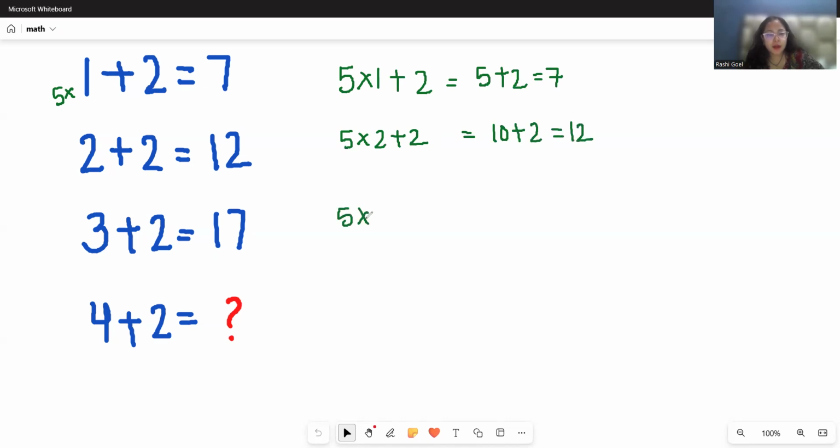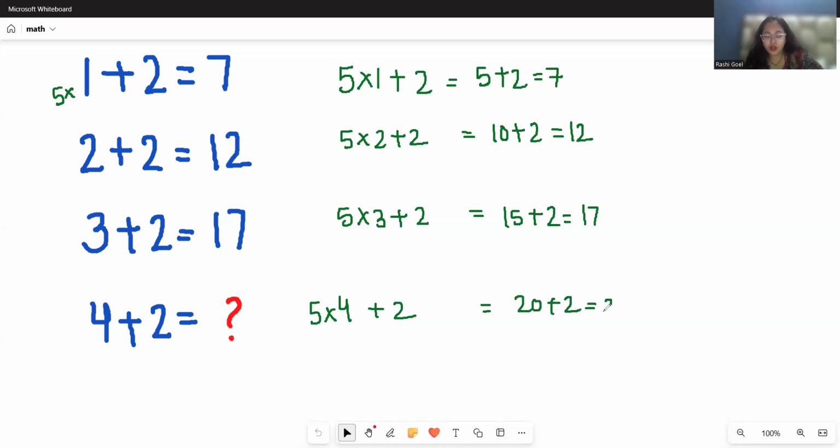Now 5 multiply 3 plus 2: 5 multiply 3 is 15, plus 2, 17. Now 5 multiply 4 plus 2: 5 multiply 4 is 20, plus 2 is 22. So what replaces the question mark? 22.